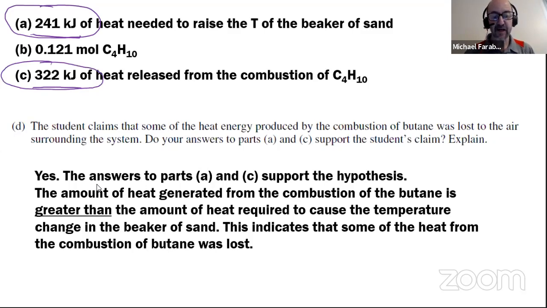The amount of heat generated from the combustion of butane is greater than the amount of heat required to cause the temperature to change in the beaker of sand. So this indicates that some of the heat from the combustion of butane did not go into the beaker of sand, but was lost.